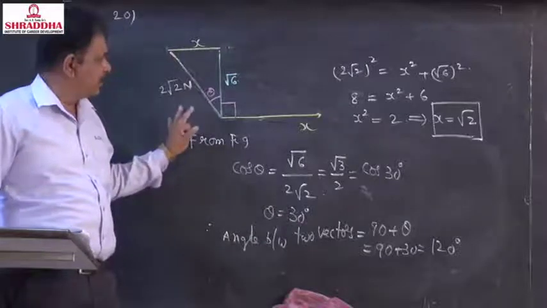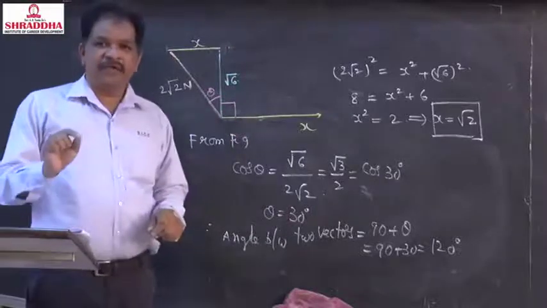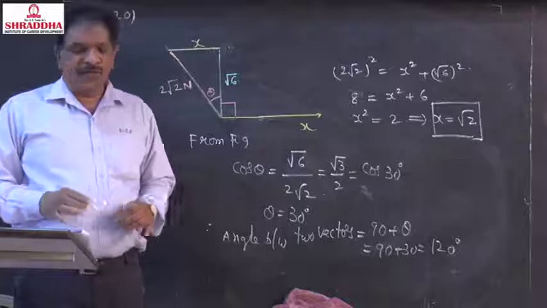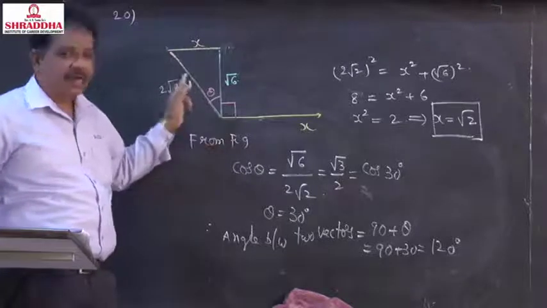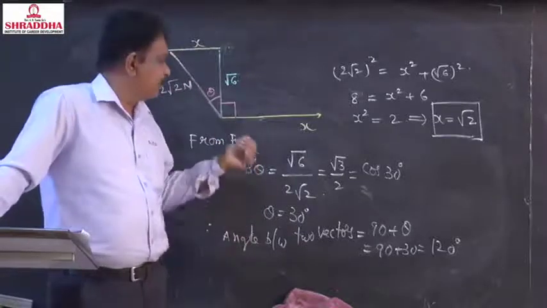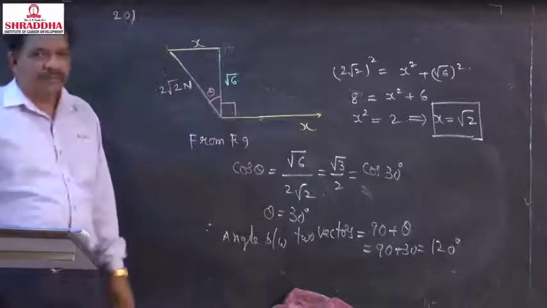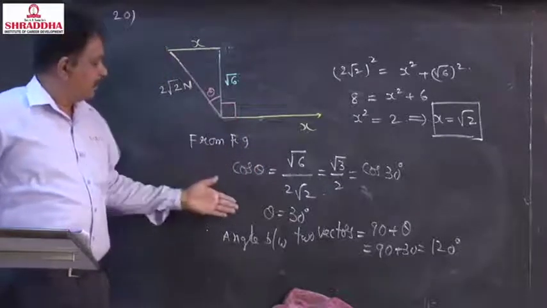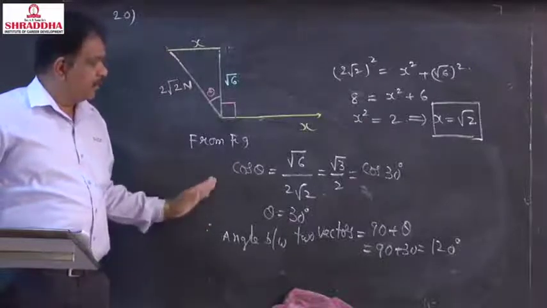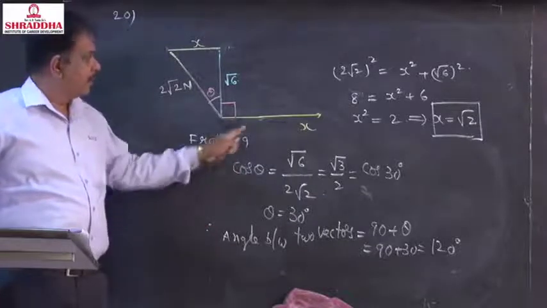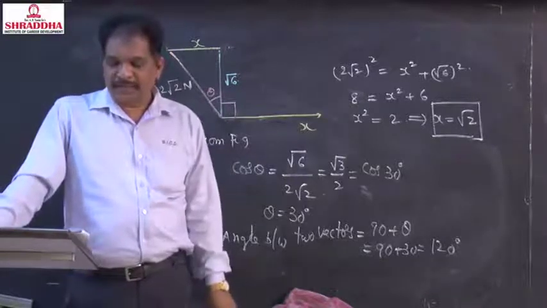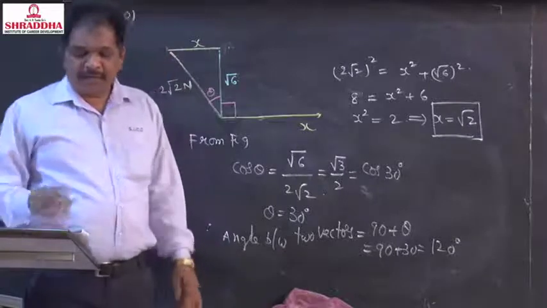What they gave once again, see: one vector has magnitude x, another vector has magnitude 2 root 2 Newtons. The resultant of these two is root 6 and it makes an angle of 90 degrees with x. Based on that, we calculated the angle between the two vectors, which is equal to 120 degrees. The x value we got as root 2. Clear? Next. Question number 21, you see.